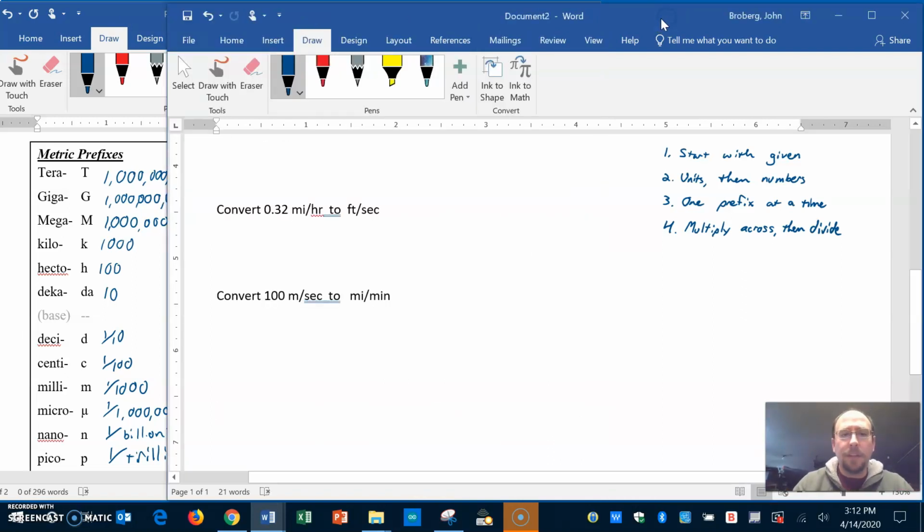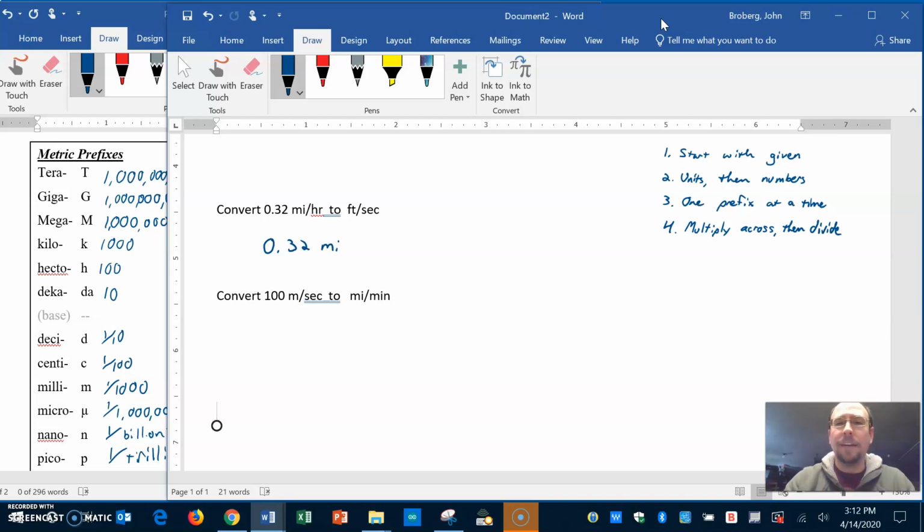Okay, but let's get to converting this one, this 0.32 miles per hour to feet per second. We're going to start with this. We always start with what we're given, and what we're given is this number, 0.32 miles per hour. So we start by writing that out, 0.32. And this unit, when I write it, the miles I'm going to have there, but this hours does not go in the same line as before.